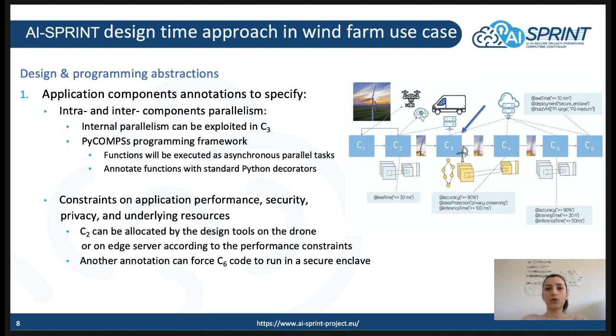For example, component C2 can be automatically allocated by the design tools on the drone or on the edge server according to the application performance constraints. For example, image processing time should be less than 30 milliseconds. On the other hand, to enforce a high security level for execution of C6, another annotation will force C6 code to run in a secure enclave.